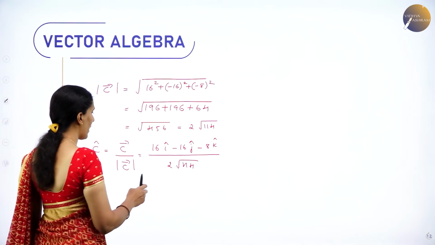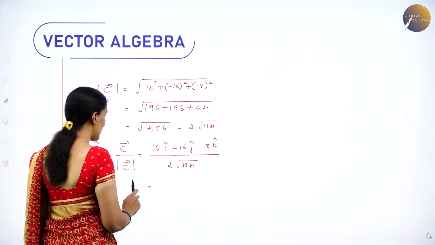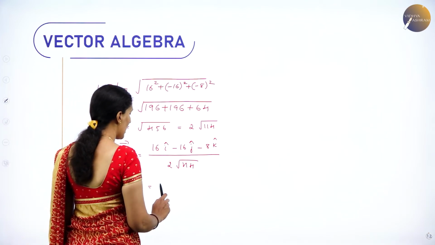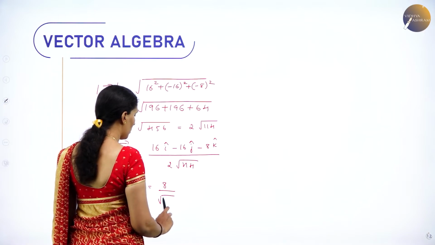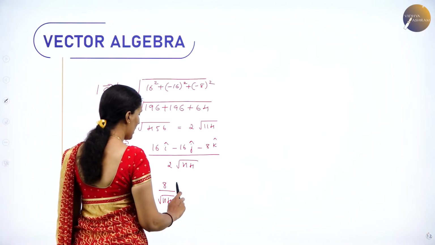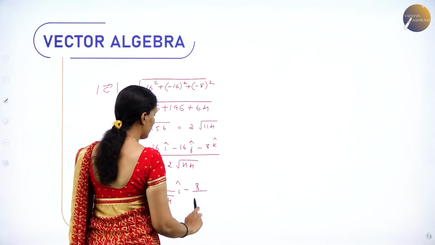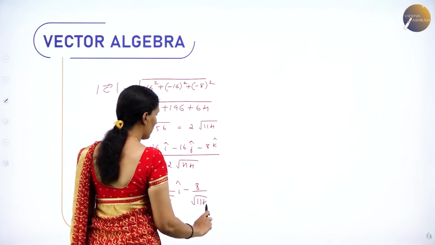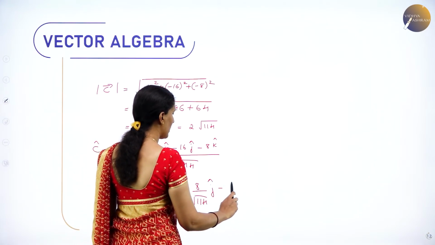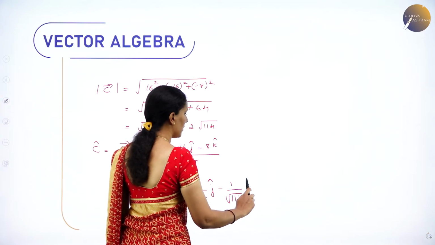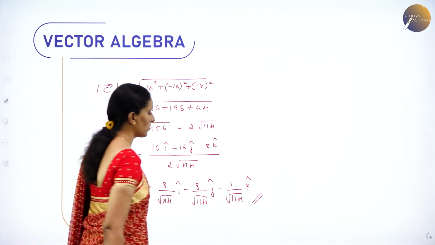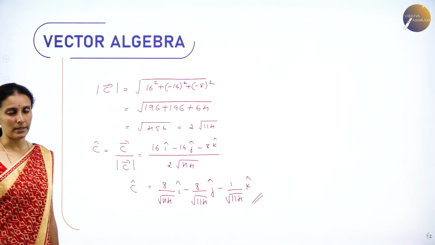So now on dividing this, we will get C cap as 8 divided by root 114 i minus 8 divided by root 114 j minus 1 divided by root 114 vector k. So this is the unit vector.